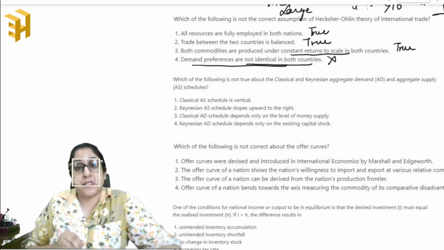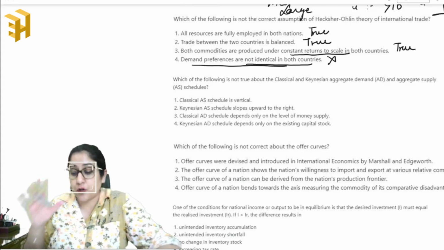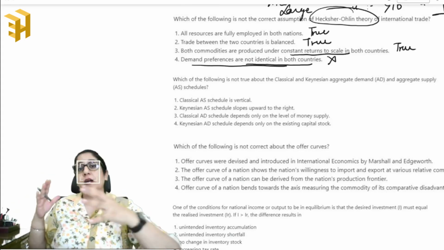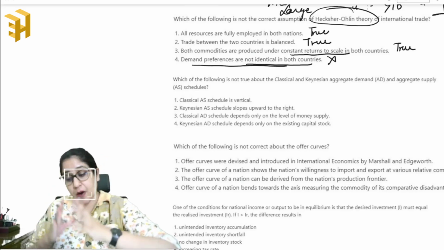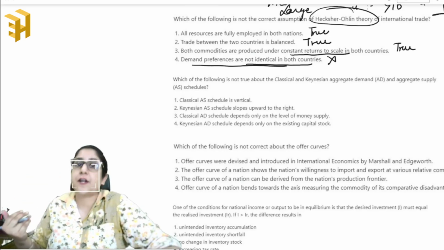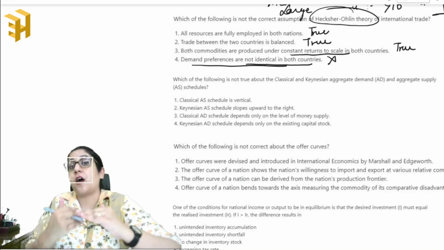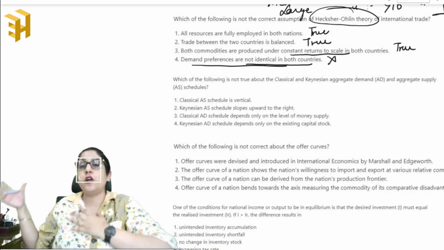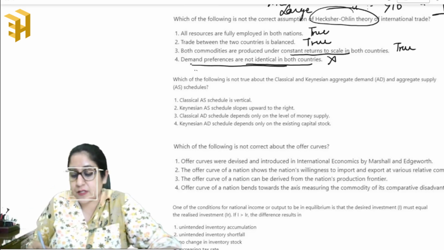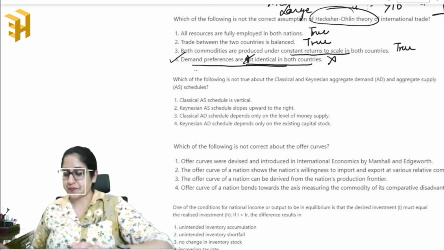These are identical. Why do we assume that demand preferences are identical? Because we know that Heckscher-Ohlin theory is based on factor endowments. So we have to assume that the demand preferences are identical to isolate the factor endowments, to determine factor endowments as the sole driver of your trade. Okay, so we have to assume that demand preferences are identical. So fourth is the answer.